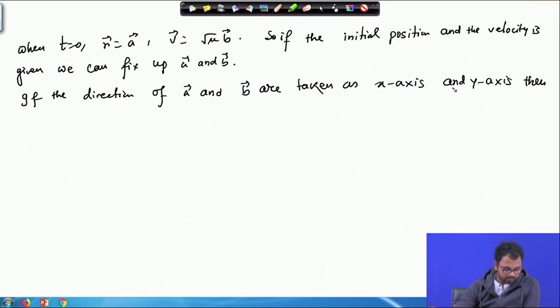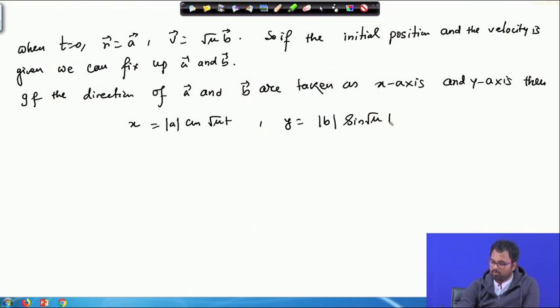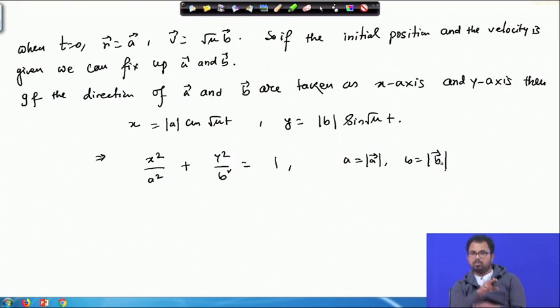then we can equate the coefficients from here, and then x equals mod of a cos square root of mu t, and y equals mod of b sin square root of mu t. All right. And if I divide, then this will be basically x square by a square plus y square by b square equals 1, where a equals mod of a and b equals mod of b.